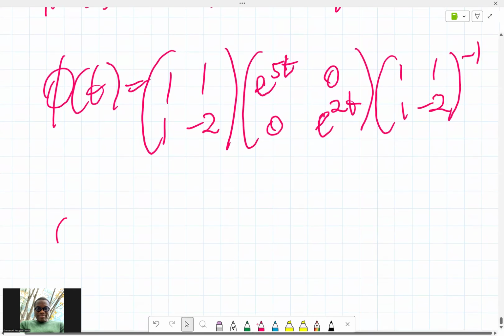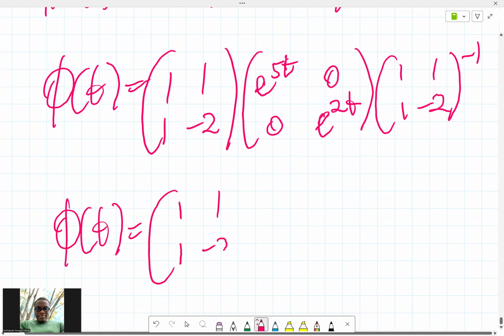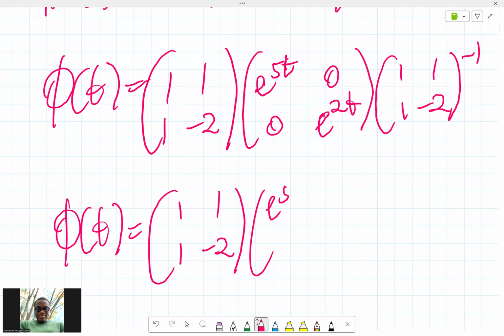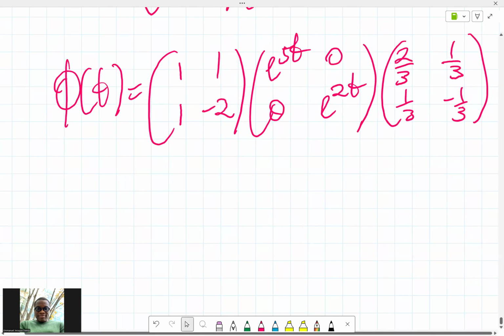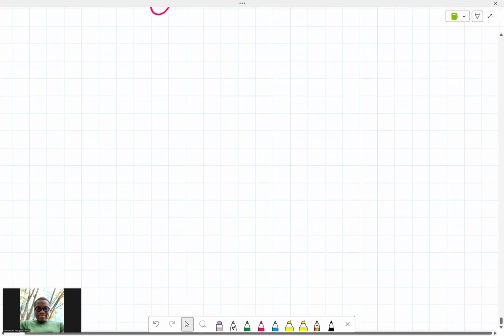So the fundamental matrix solution now is just like what we got before. This is 1, 1, 1, minus 2 times e raised to the power 5t, 0, 0, e raised to the power 2t, times, again, 2 over 3, 1 over 3, 1 over 3, minus 1 over 3. So with that, we come to the end of this very interesting part, talking about homogeneous linear systems.